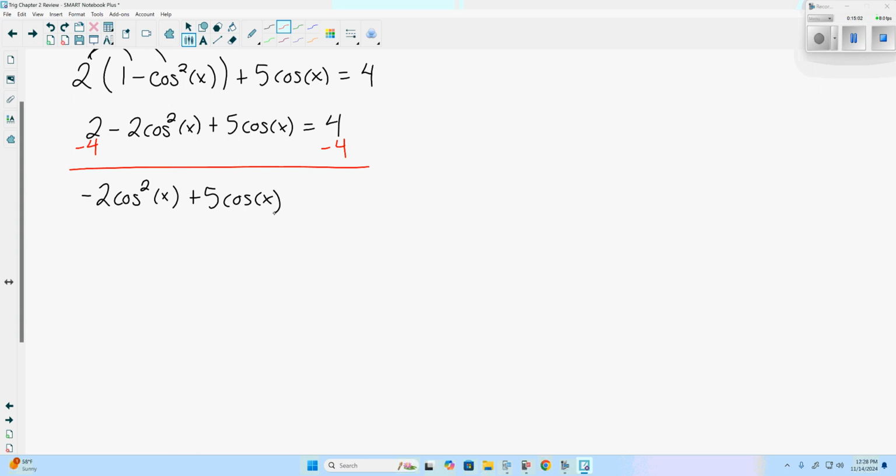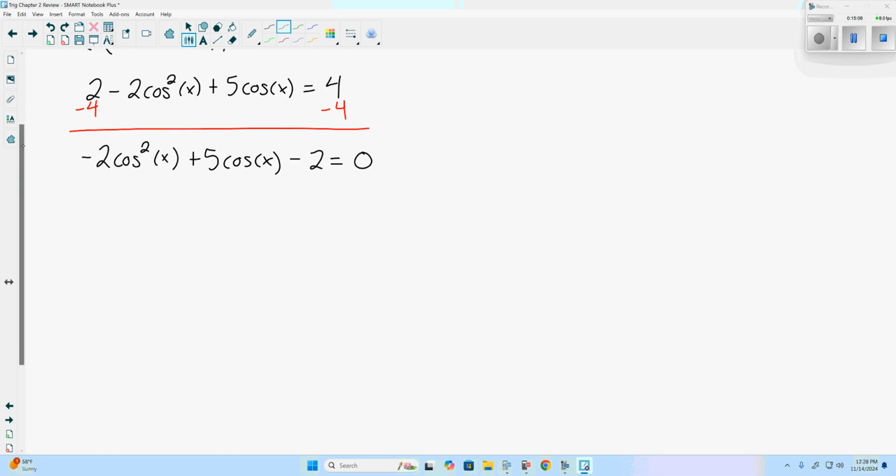Now our 2 minus 4 will give us negative 2. Questions on how we got to this point here? Now, luckily, all the ones on the test are going to be factorable. You're not going to have to use the quadratic formula for any of these here.